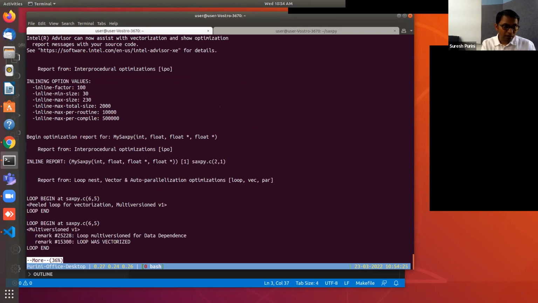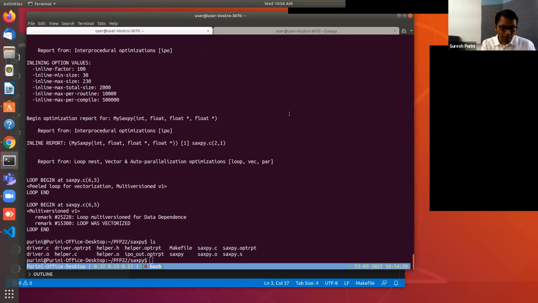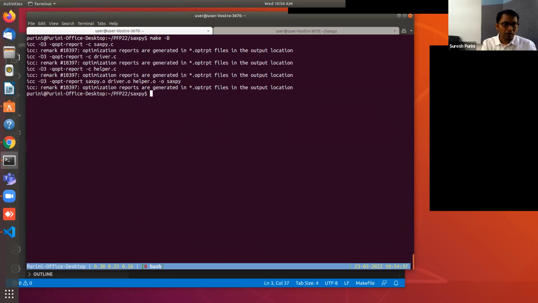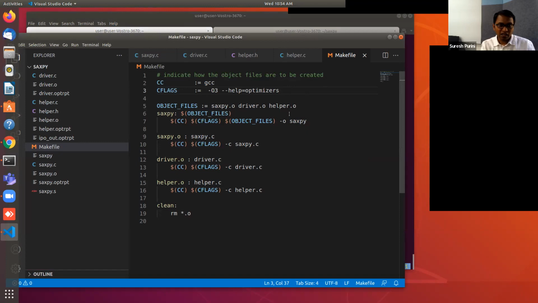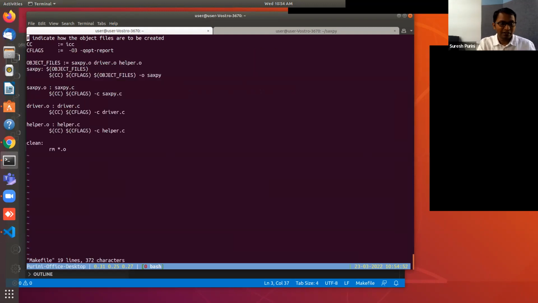AXPY.optrpt. This is Intel. I changed the compiler, right? Why is it still getting GCC? Oh, dumb. I'm changing it on my local machine, but okay, good. Insert -O3 -help=optimizers.